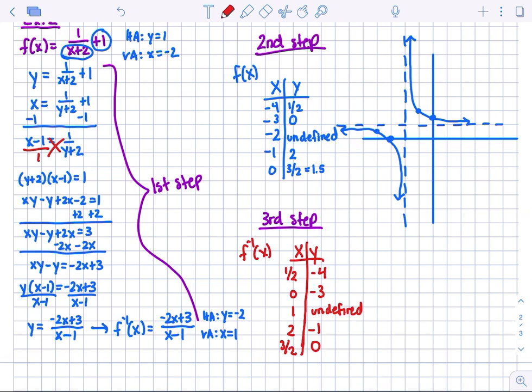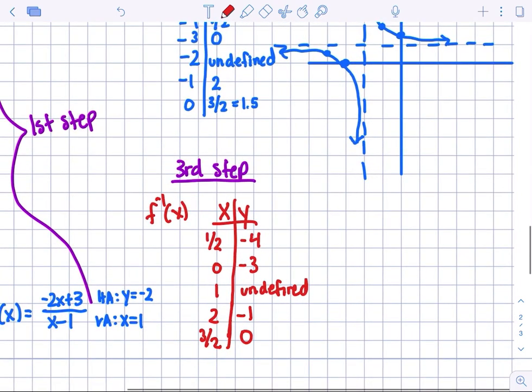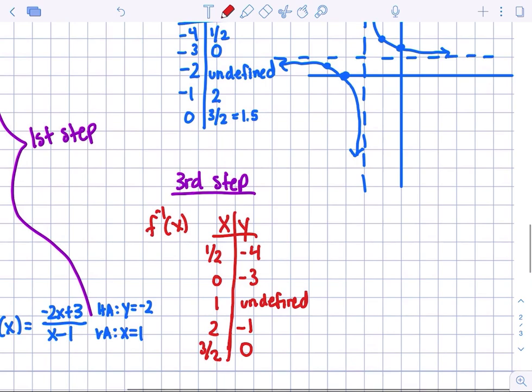So now let's graph this for precision. 1/2, -4, 1, 2, 3, 4 is right here. 0, -3 is right here. 2, -1 is right there. And 3/2, which is 1.5, is right there.